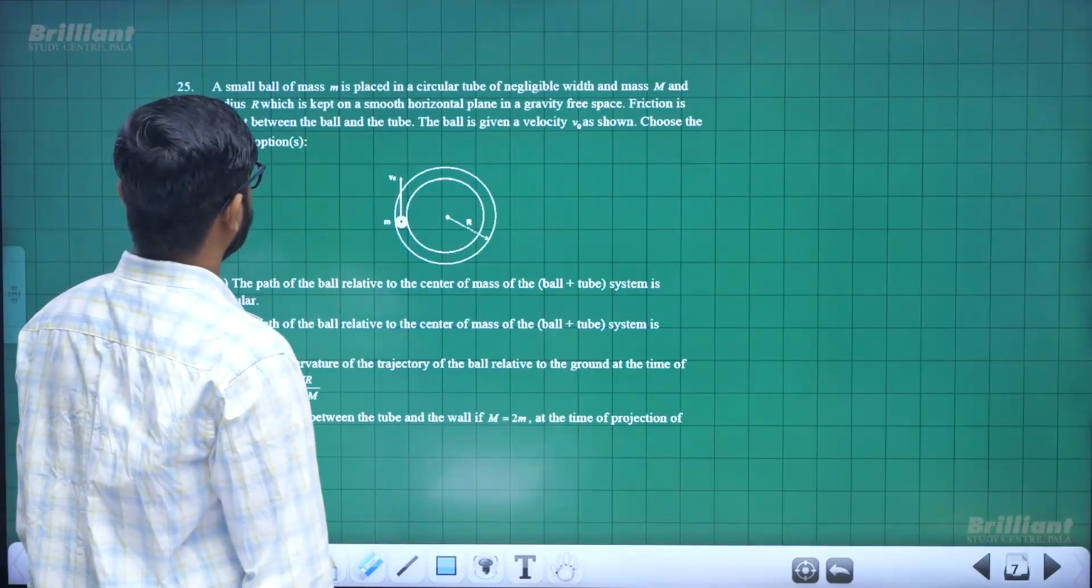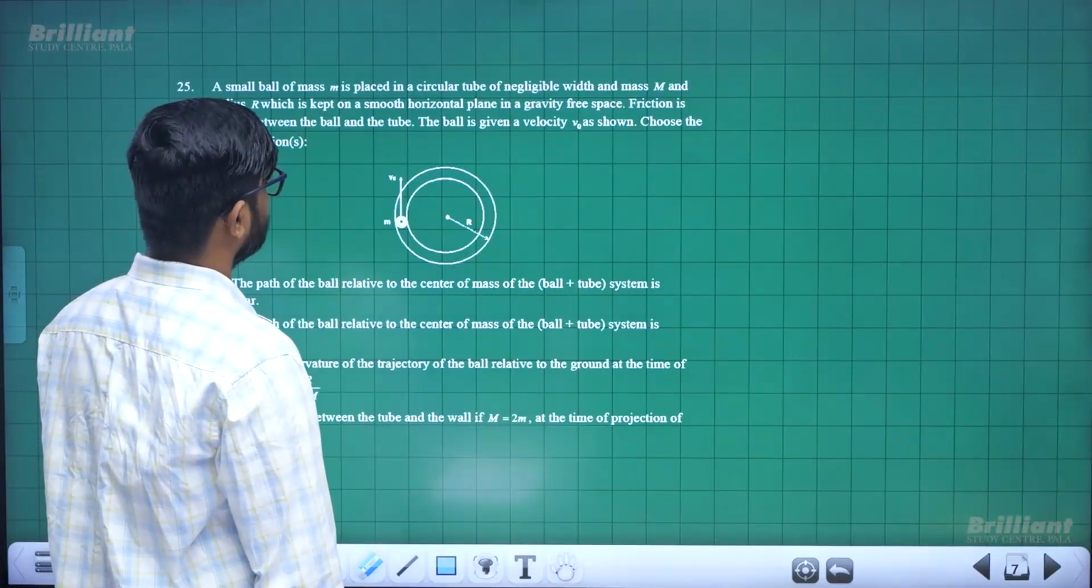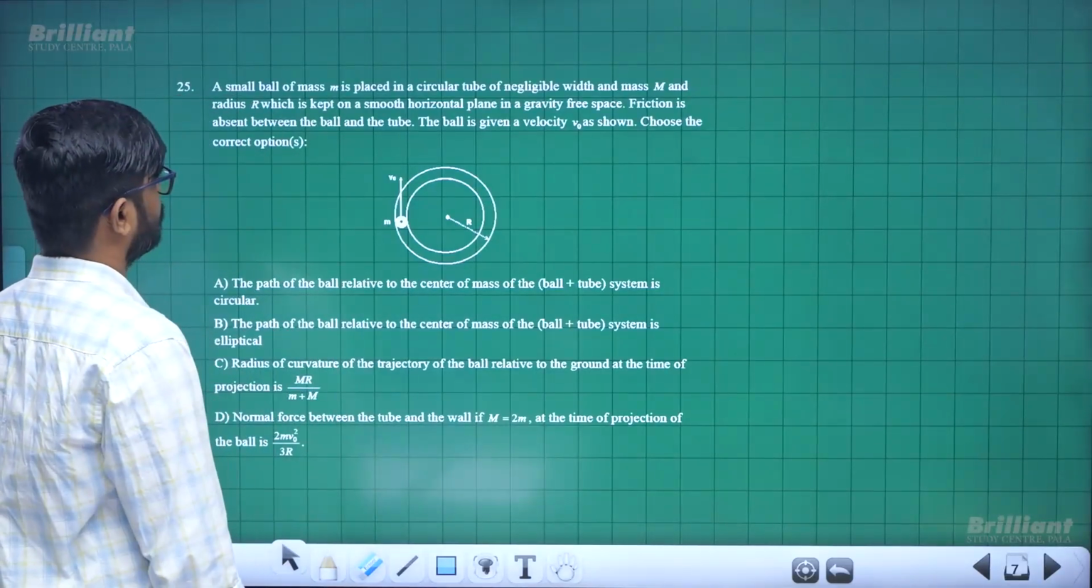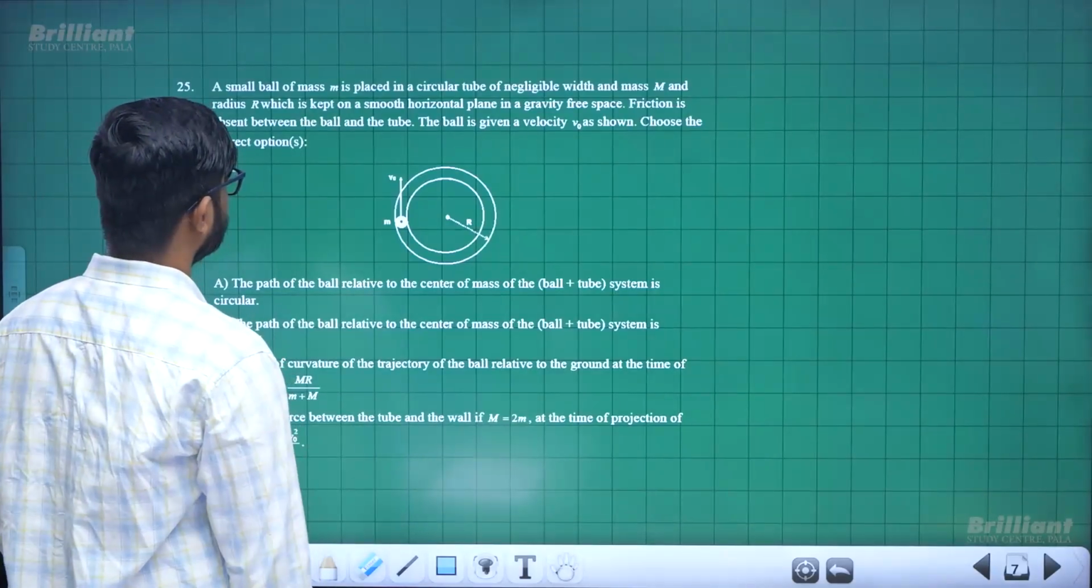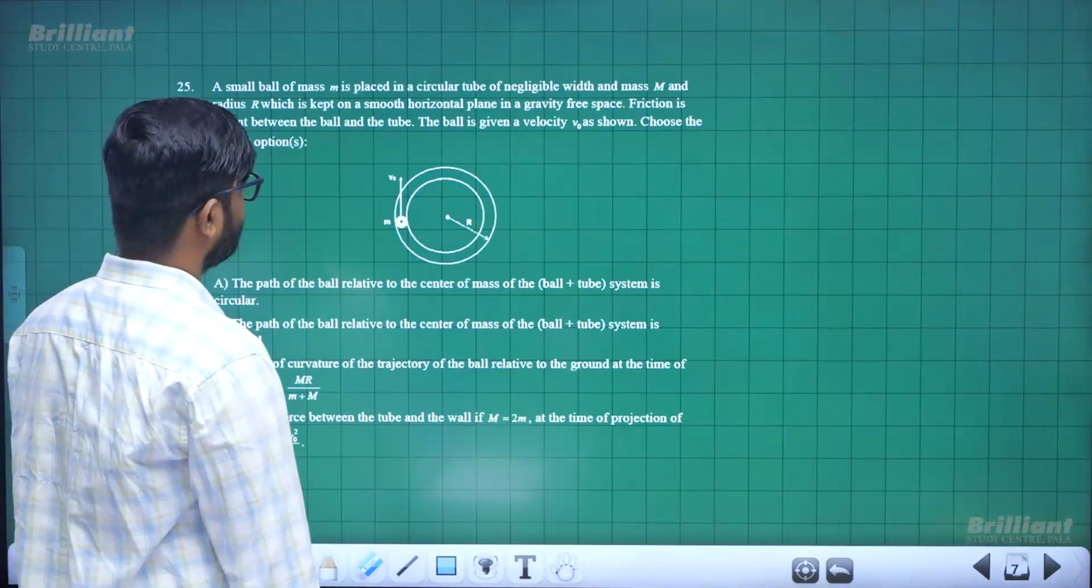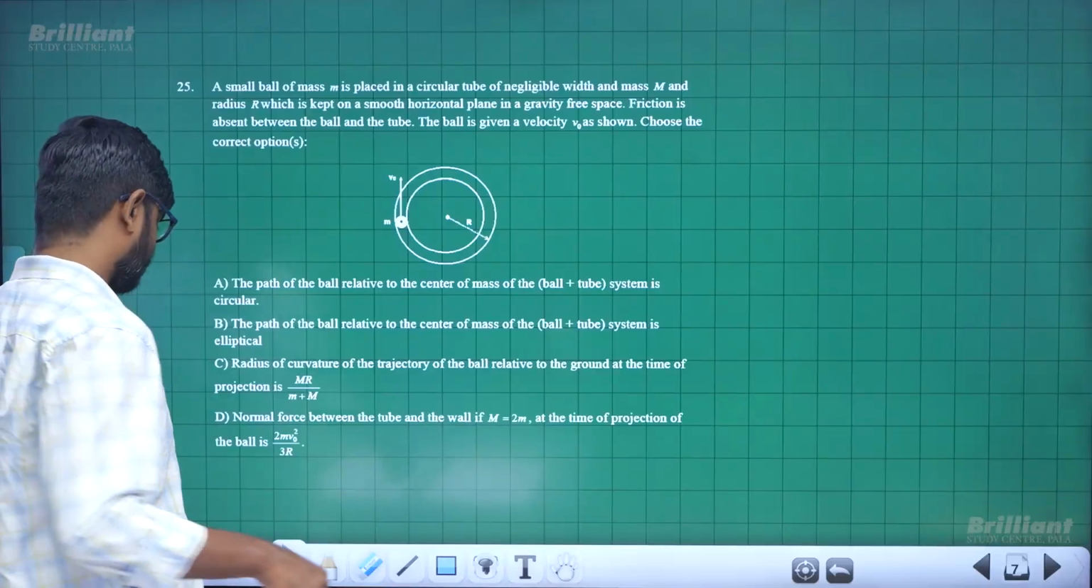A small ball of mass m is placed in a circular tube of negligible width and mass M and radius r, which is kept on a smooth horizontal plane in gravity free space. Friction is absent between the ball and the tube. Ball is given a velocity v naught. Choose the correct options.